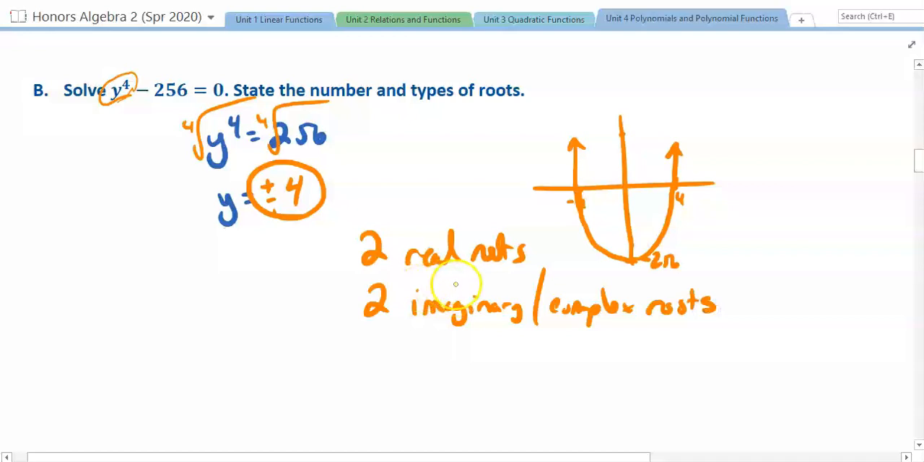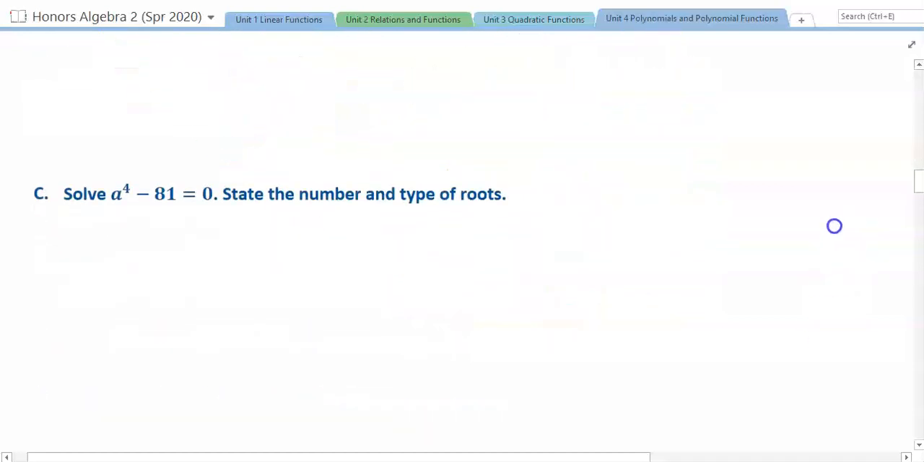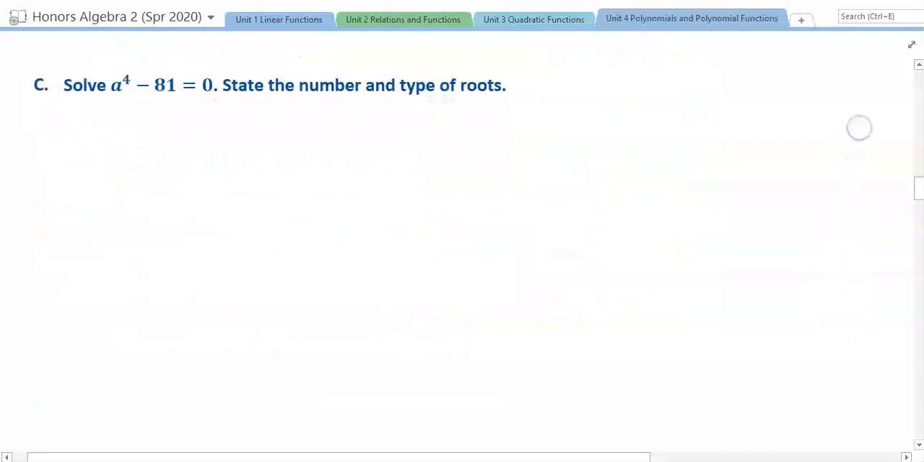And so that's what we're going to lead to with the theorem that we're going to see in a second. And we would see the same thing here on a to the 4th minus 81 is equal to 0, right? So if I have a to the 4th minus 81 is equal to 0, we're going to get that a to the 4th is equal to 81. And taking the 4th root of both sides, we get a is equal to positive or negative 3.